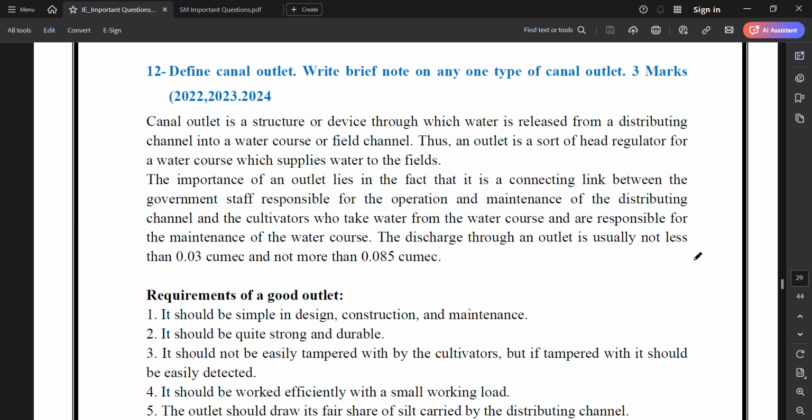Next question is about defining canal outlets. Write a brief note on any one type of canal outlet.